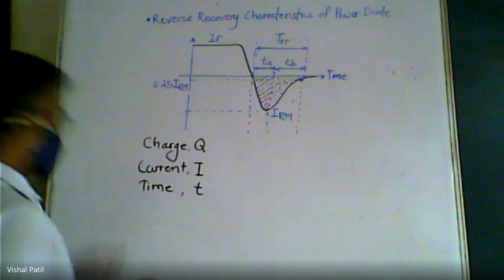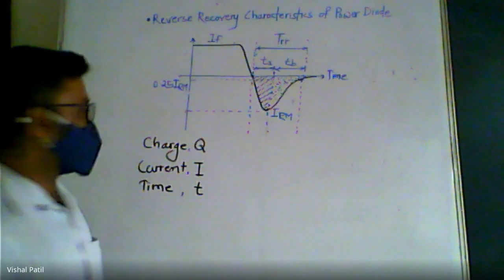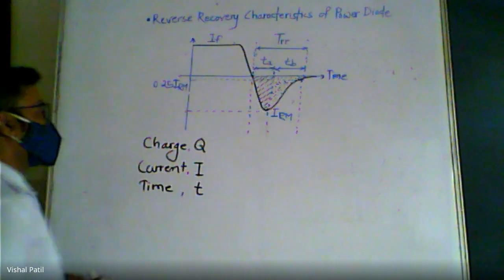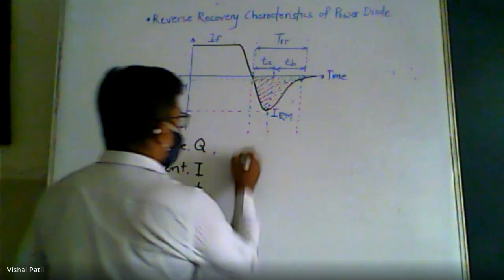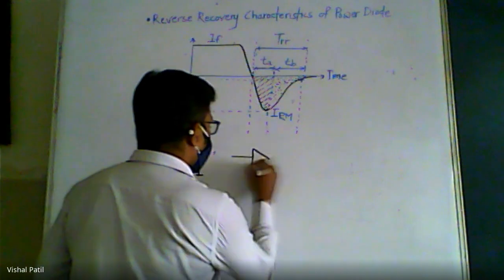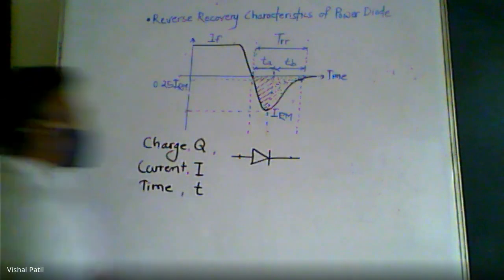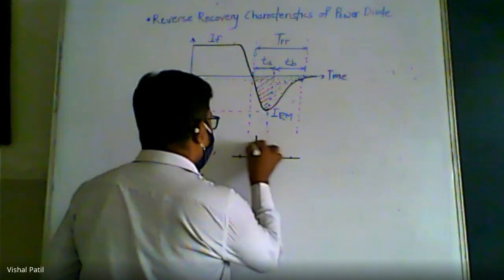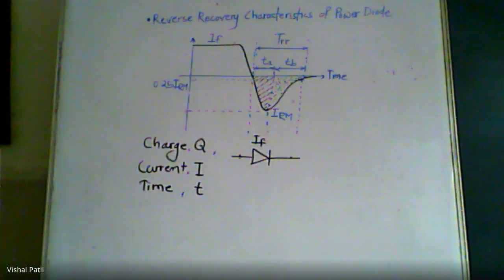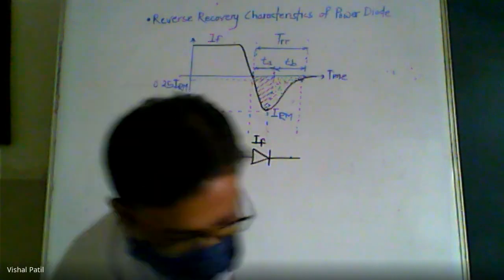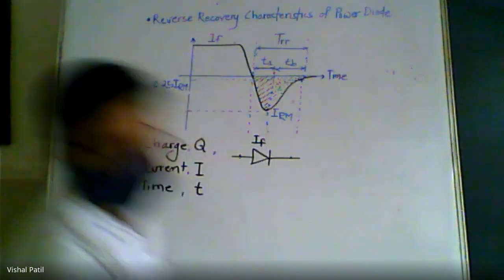Now, suppose a diode is in normal operation. When we say a power diode is in normal operation, it carries current from anode to cathode. So we call that current the forward current, IF. And then if we allow that current to decay, that is, to decrease.